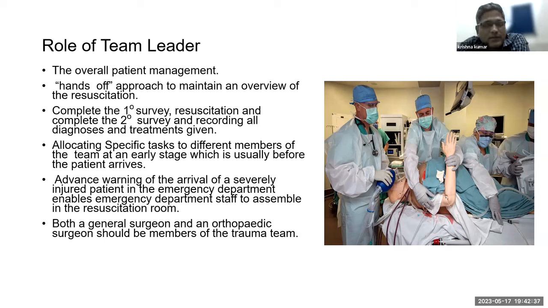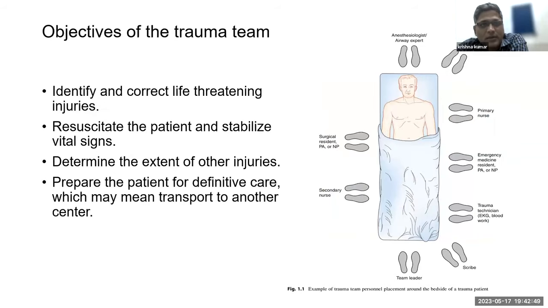Advance warning of arrival of a severely injured patient in the emergency department enables the emergency staff to assemble in the resuscitation well in time and handle the crisis. Both the general surgeon and orthopedic surgeon should be the members of a trauma team. The objectives of the team are to identify and correct the life-threatening injuries, resuscitate the patient and stabilize the vital signs, determine the extent of other injuries, and prepare the patient for definitive care, which may even mean transfer to another trauma center, a definitive center.